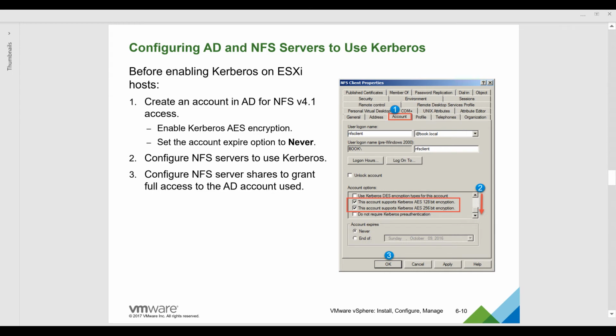You need to create an account in AD for NFS version 4.1 access, and then we'll need to tell it to support 128 and 256 in Active Directory for that account. And we need to enable the Kerberos AES extension. Yeah, that's this, sorry. Both of those. So you want to do both 128 and 256. And then we need to go and set the, if you scroll up, you'll see that right there. Select the account expire option to never.